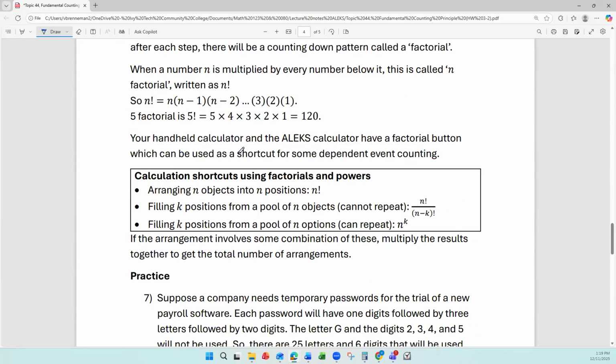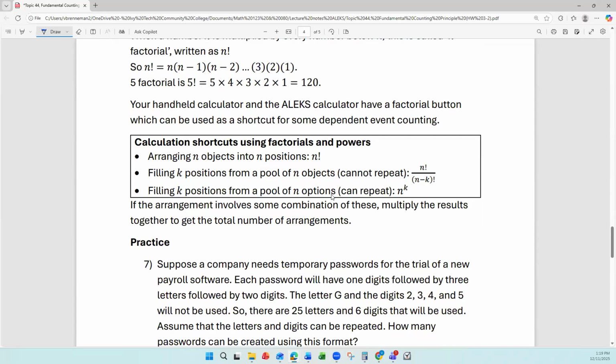Then there's some information about shortcuts if you want to learn and use factorials. Arranging n objects into n positions is n factorial. Again, you can use that calculator button with that symbol to calculate if you need to do like 5 times 4 times 3 times 2 times 1, it'd be 5 factorial. And even if it's not all the way, so for those 10 digits and choosing 4 of them, then it would be essentially filling 4 positions with out of 10 possible items.